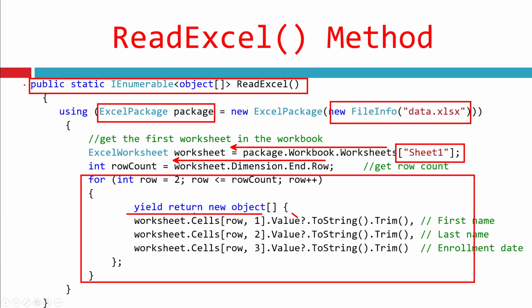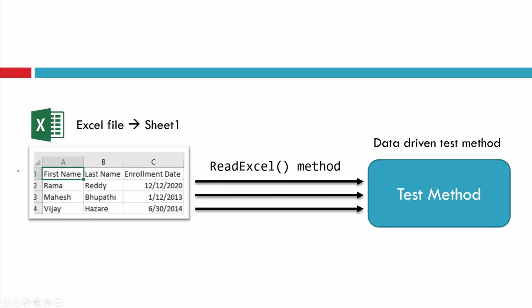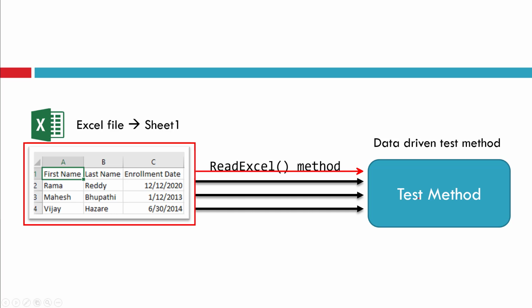Value 1, value 2 and value 3. These three values are nothing but first name, last name and enrollment date, which we have seen in the previous example. The ReadExcel method reads the data from Sheet1. Sheet1 will be something like this. It has three columns, first name, last name and enrollment date, with some data. The ReadExcel method reads and supplies the data to the data-driven method.